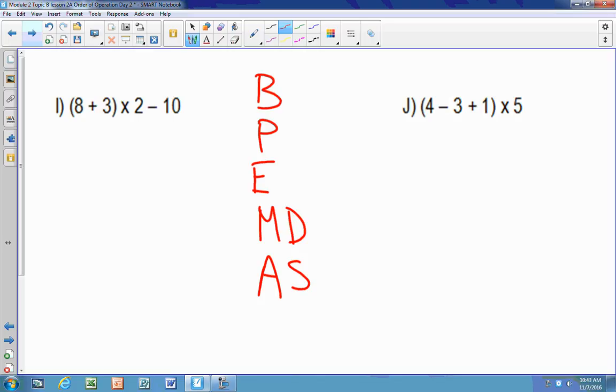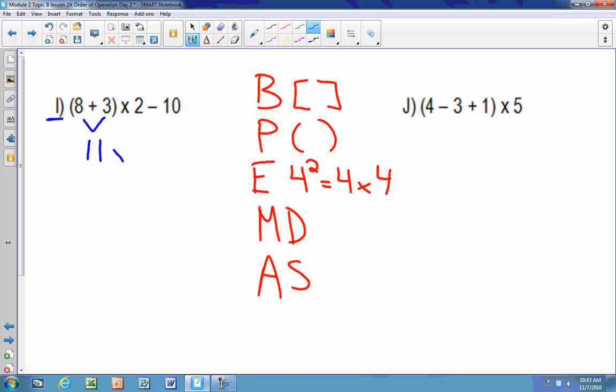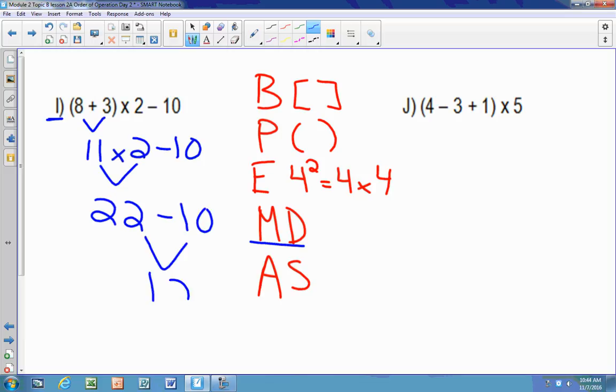Just as a reminder again, brackets look like this, parentheses look like this, and exponents are like this. So I'm going to follow along. We have no brackets in letter I, but we do have parentheses. So I do the parentheses first and rewrite everything else. Next, I notice there are no brackets, there are no parentheses, there are no exponents. I now have multiplication and division. So I do 11 times 2, which is 22, minus 10, and then I can just answer that.